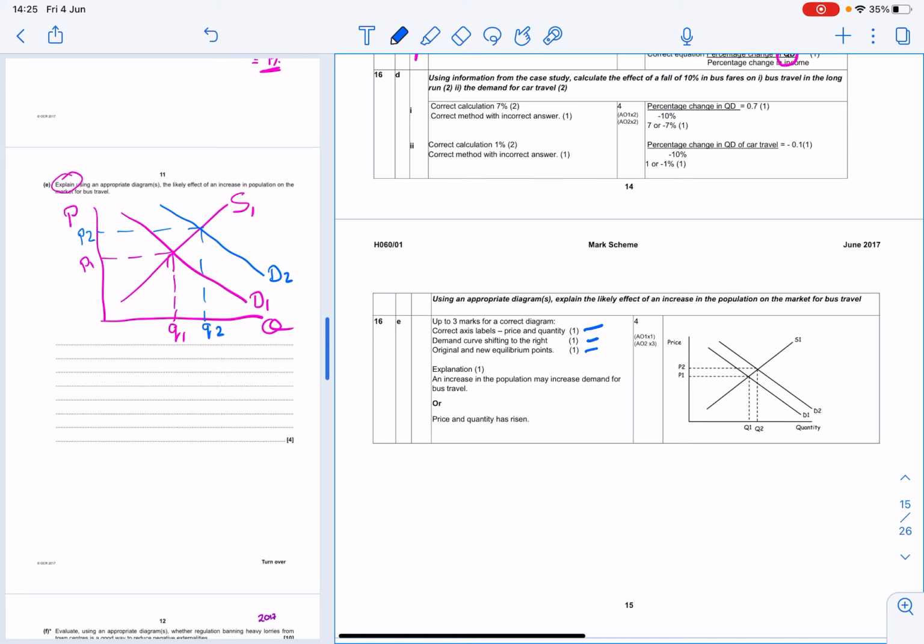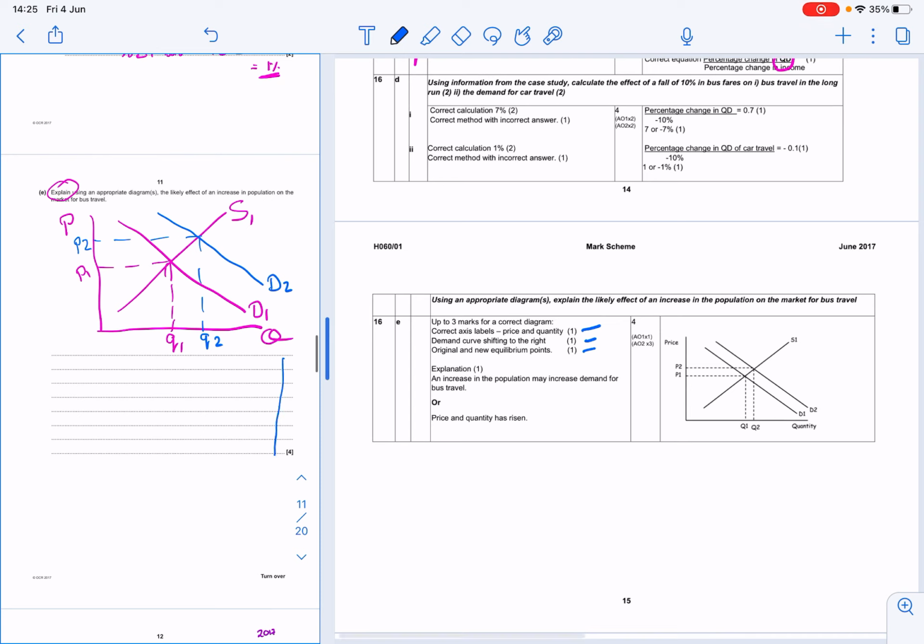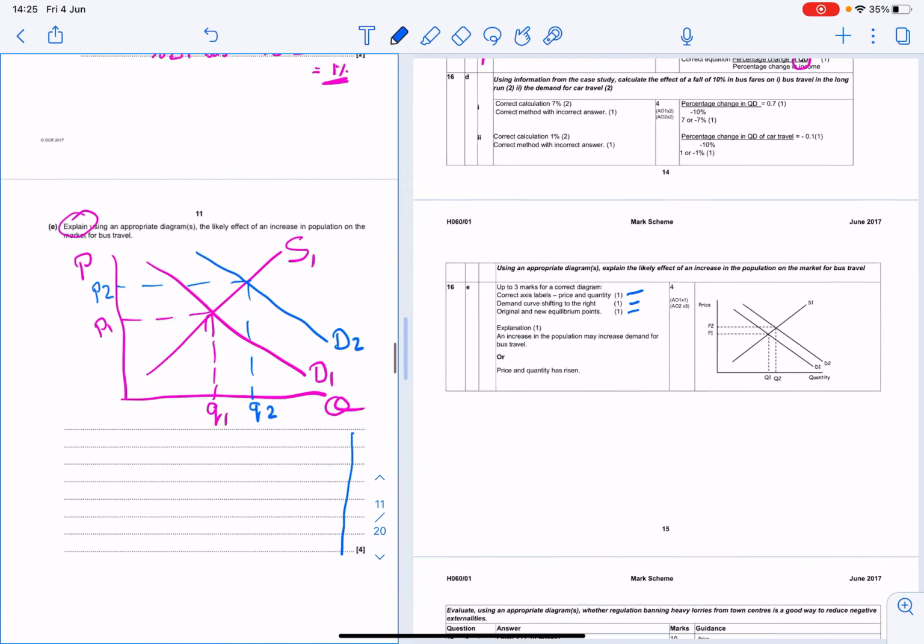It's not really much of an explanation, but it's an explanation. Or you could say price and quantity has risen. So you don't actually have to do very much. So yeah, there's not too much involved in that question. You could actually be fooled into thinking you have to write a lot because they've given you all of these lines to write on. But it doesn't mean you've got to do lots of writing. It's just because they might as well fill up the page with lines rather than leave it blank.